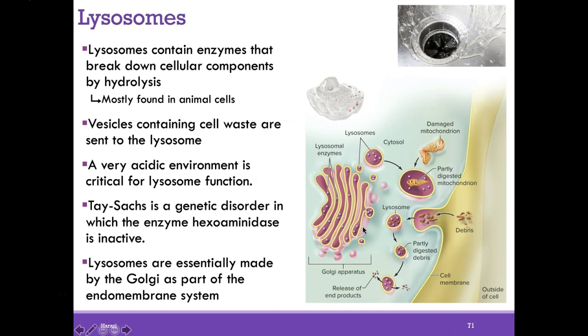The lysosomes are essentially made by the Golgi, because enzymes that are manufactured by the rough endoplasmic reticulum are packaged by the Golgi apparatus and made into new lysosomes. Also, debris from the outside of the cell can be endocytosed and then fused to lysosomes, so the lysosome can then digest any of that debris.